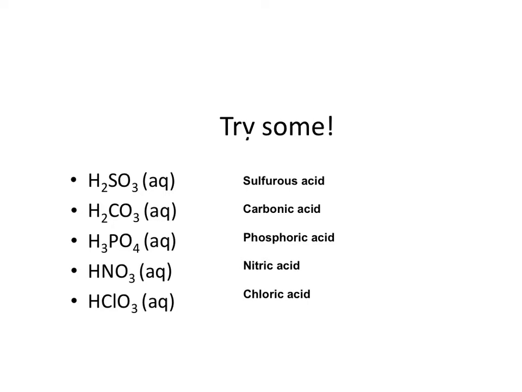So SO3 is sulfite, so that's ite, and we get an ous. CO3 is carbonate, so we get an ic. PO4 is phosphate, so that's an ate, we get an ic. NO3 is nitrate, so we get an ic. And this is a chlorate, so again it's an ate, and we get an ic.